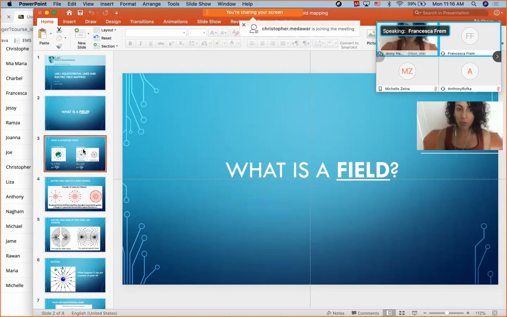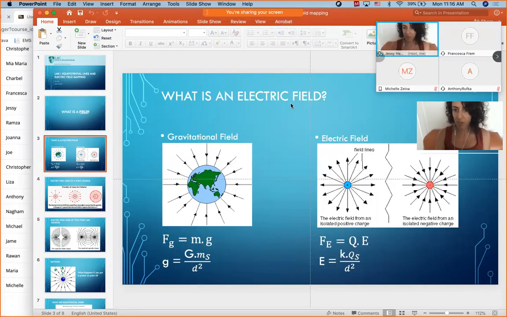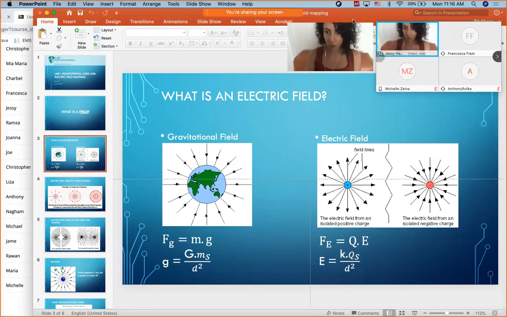So now back to the electric field. What is an electric field? Because this is what we care about in this experiment. We basically need to discuss the following.